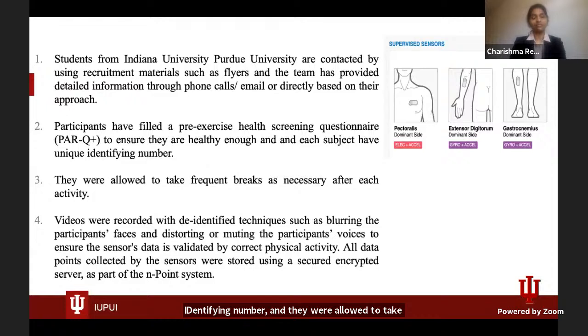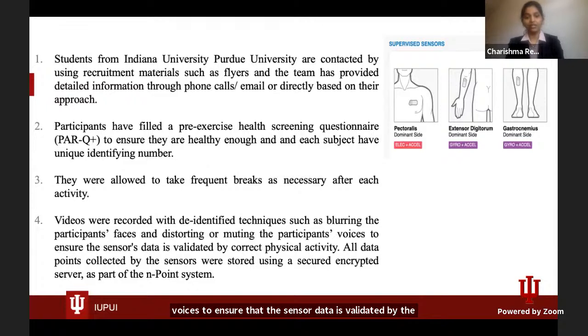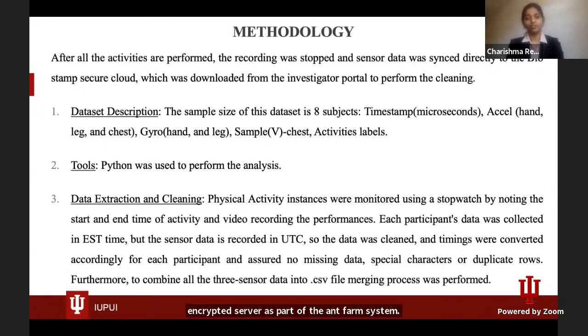Simultaneously, we were recording the activities with de-identifying techniques, such as blurring the participants' faces and muting their voices, to ensure that the sensor data is validated by the correct physical activity. All the data points collected by the sensor are stored in a secure encrypted server as part of the endpoint system. After all the activities are performed, recording was stopped and the sensor data was directly synced to the Biostamp secure cloud, and it was downloaded from the investigator portal to perform the cleaning.